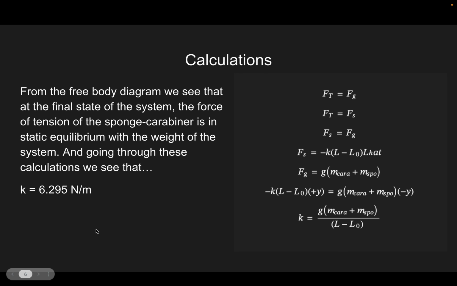So from the free body diagram, we see that at the final state of the system, the force of tension in the sponge carabiner system is in static equilibrium with the weight of the system. And going through these calculations, we see that our K is going to be 6.295 newtons per meter.